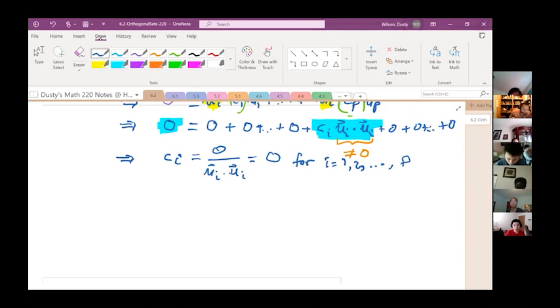So this tells us that there's only the trivial solution to the homogeneous equation. Remember, you always have the homogeneous equation or solution. The key is that you have only the trivial solution.